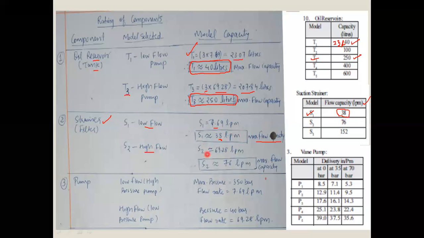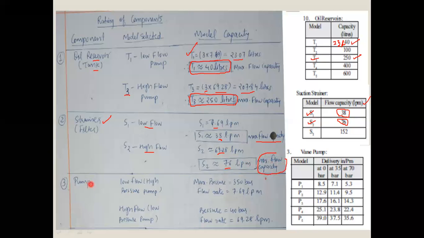Then coming to the high flow pump, the flow rate is 69.28. Let's see where it comes. 69.28 is greater than 38 and less than 76, so it will easily be accommodated in the S2 model. Consider this value: S2 is 76 liters per minute, so its maximum flow capacity is 76 liters per minute.